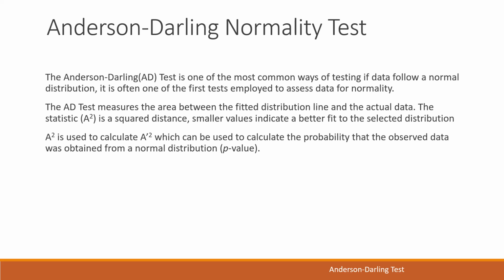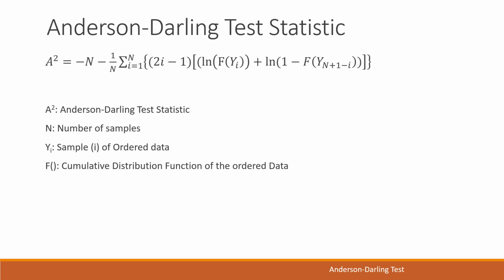So I'm going to go through the equations here so that you can understand where these numbers are coming from. So A squared is this funky relationship here. n is your number of samples, that's pretty standard across notation. Your A squared is the Anderson-Darling test statistic, and yi is sample i of your ordered data.